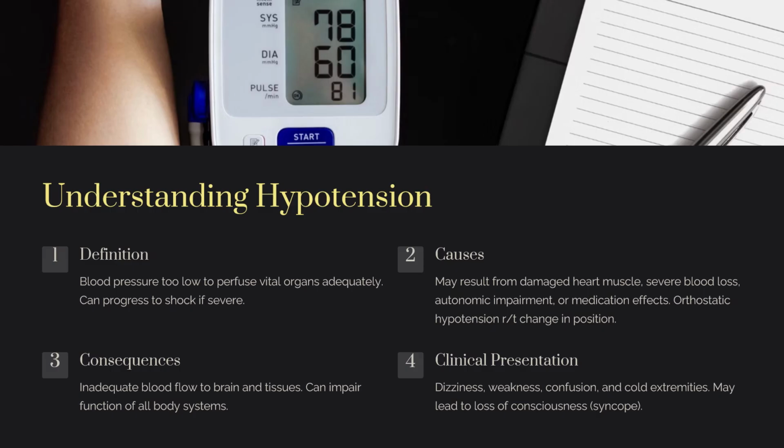When somebody has hypotension, there isn't enough blood pressure to accurately get circulation and perfusion to the rest of their body and their organs, okay? If this is prolonged, it can lead to shock. It could be caused by damage to their heart muscle, blood loss. They could have some autonomic issue that's affecting that neural trigger for their blood pressure to be controlled. Or this could be side effects of medications.